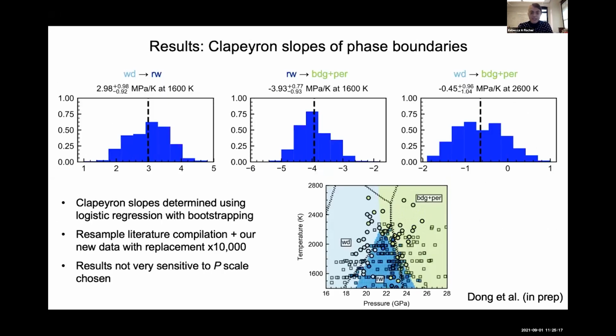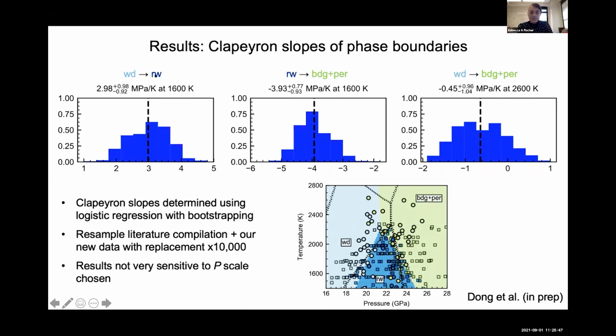And finally, we put some effort into getting the best constraints we could on the Clapeyron slopes of these 3 phase boundaries. We did this using this logistic regression with bootstrapping. So we took our literature compilation combined with our new data set, and we resampled it with replacement 10,000 times and used that to produce these histograms of most likely slopes for these three different phase transitions.